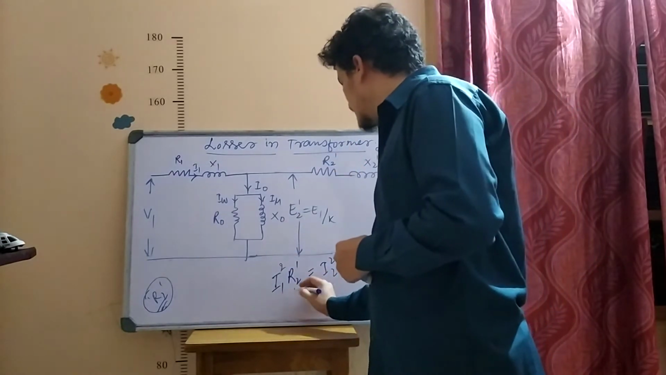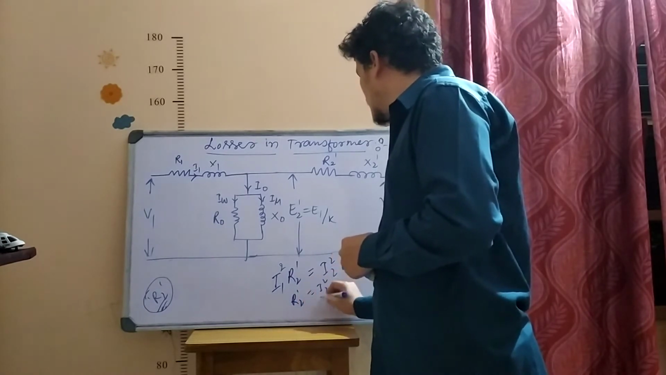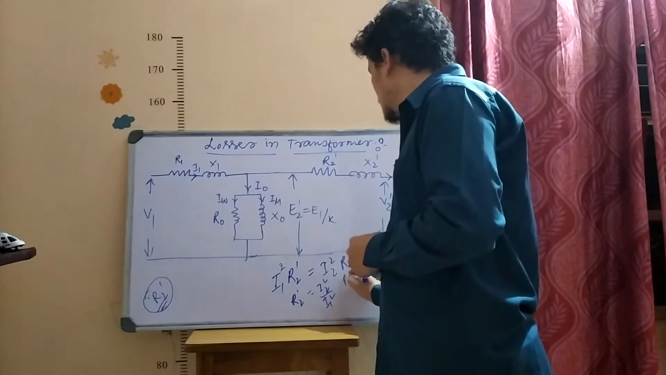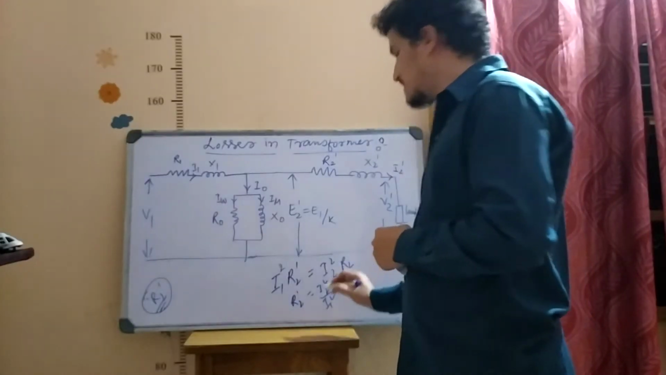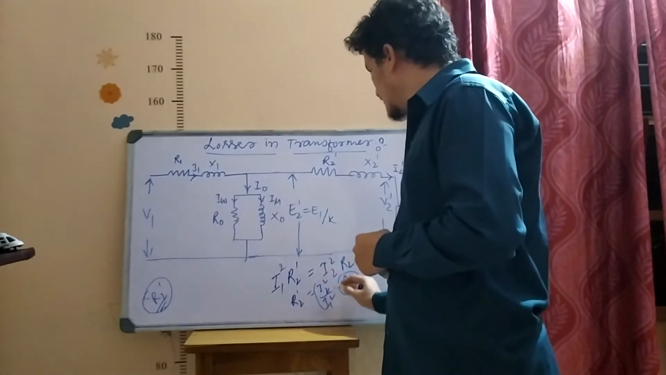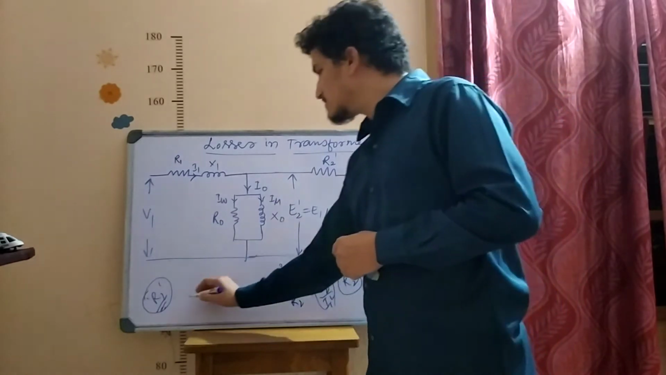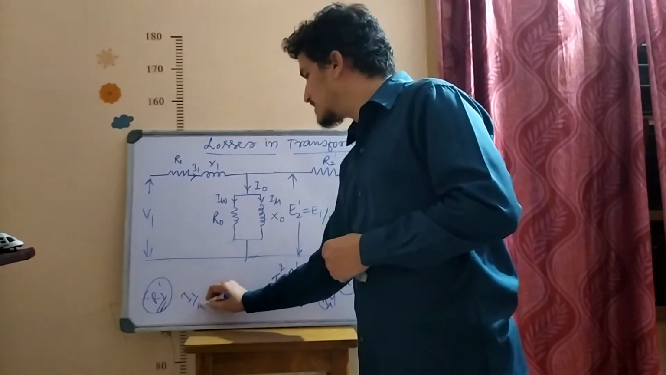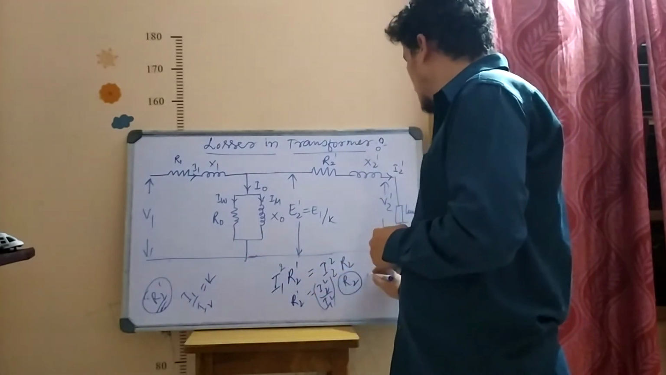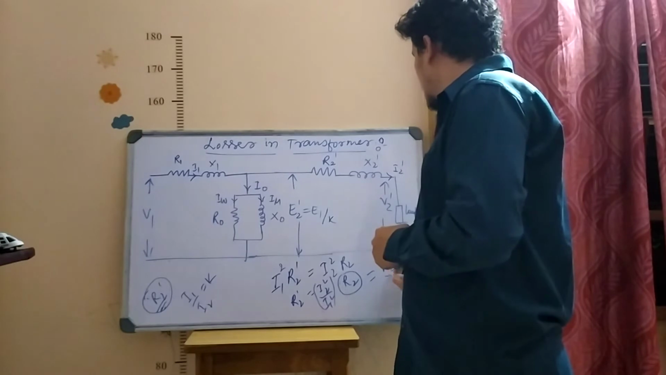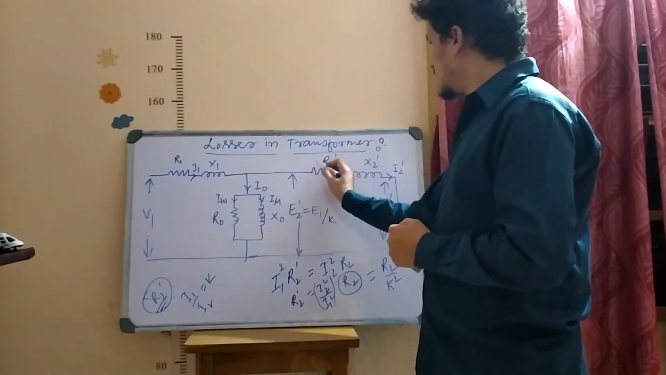Now what will happen? R2 dash is equal to I2 square divided by I1 square into R2. R2 is the actual resistance of the secondary circuit. It should be multiplied with I2 by I1 whole square. I2 by I1 whole square means what? I1 by I2 is K, which we have derived. What is K? Transformation ratio. So it will become R2 by K square. That is R2 dash.